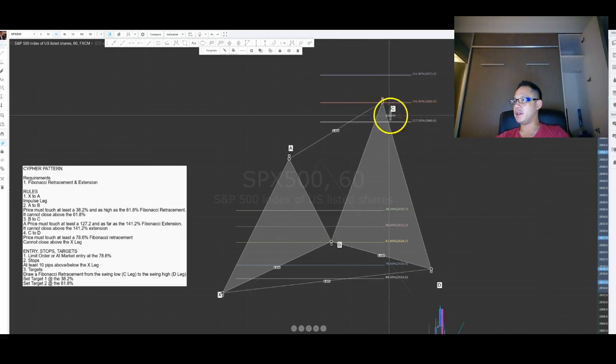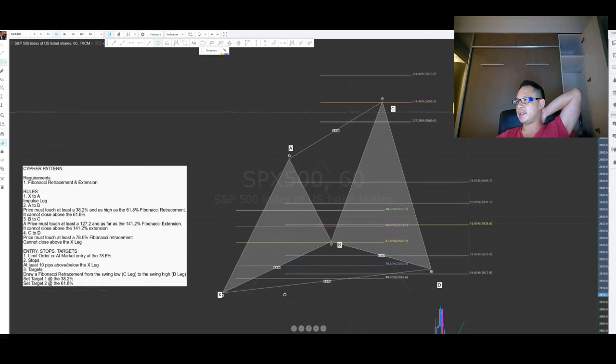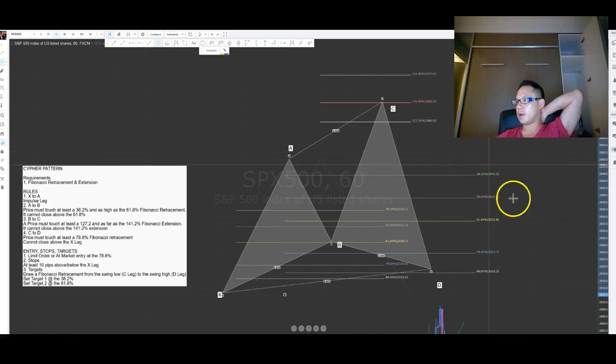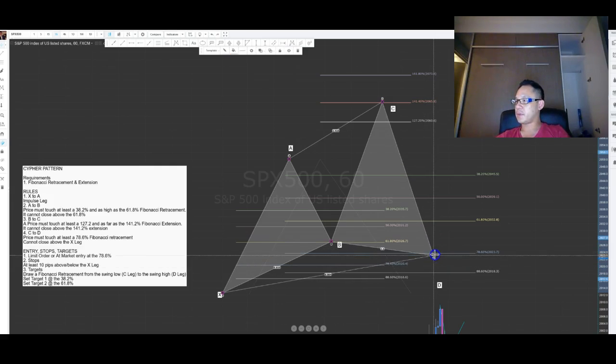And then the next move is C to D, which is your 78.6 point from the X leg. So you draw your Fibonacci retracement from your X leg all the way to your C leg, and the rules basically state that it has to at least touch 78.6% for a valid entry. So once you get this, the pattern's confirmed, you've got an entry. You can enter the market right here.